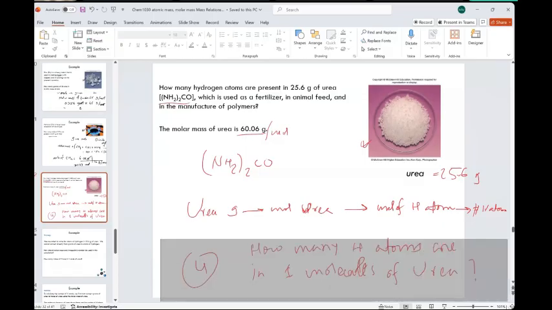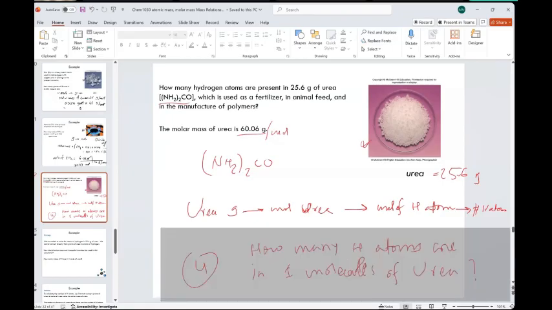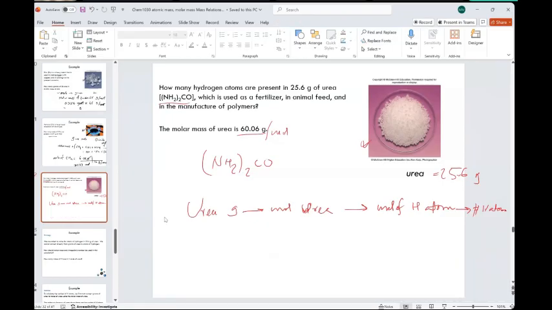So molecule and mole are not the same, but why is the answer the same? It's like proportion, right? So when I say one molecule of urea, that means NH2CO has 4 hydrogen atoms, right? Because H2 times 2, 4.